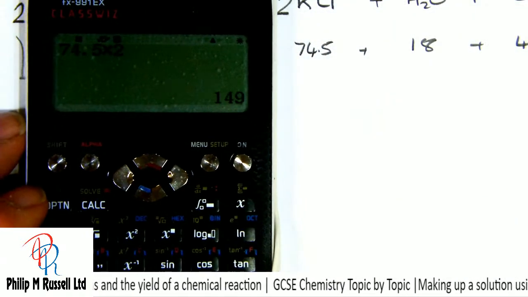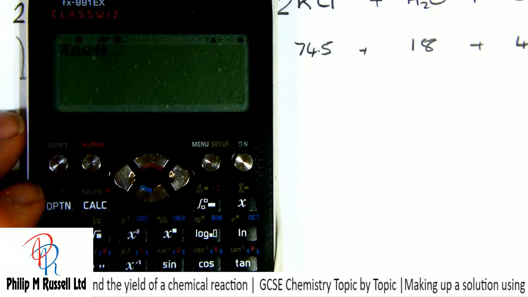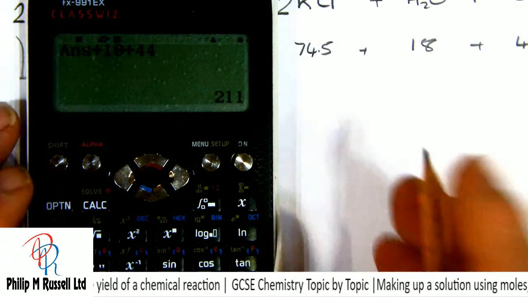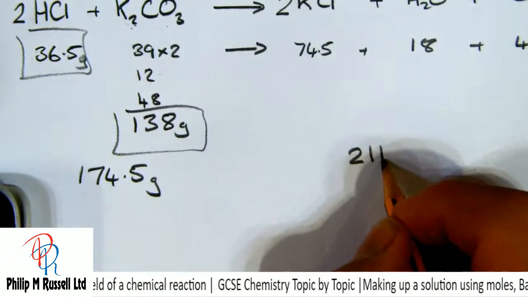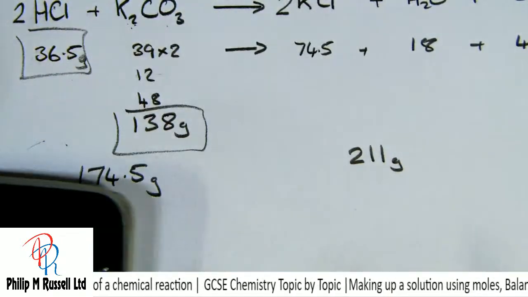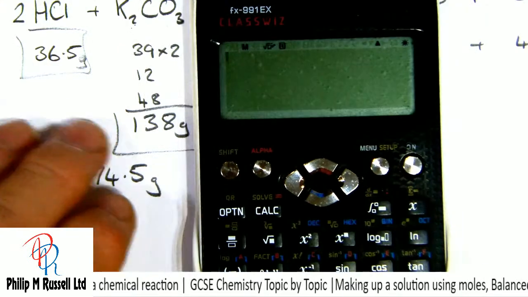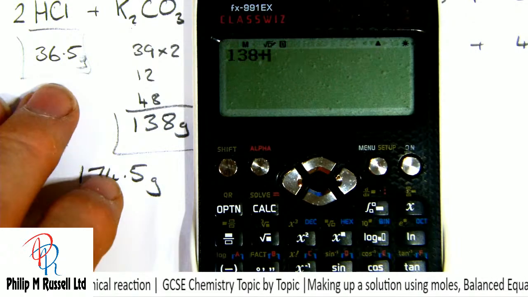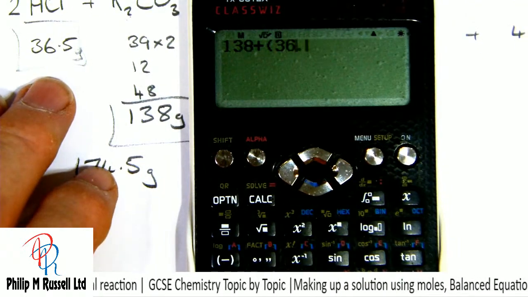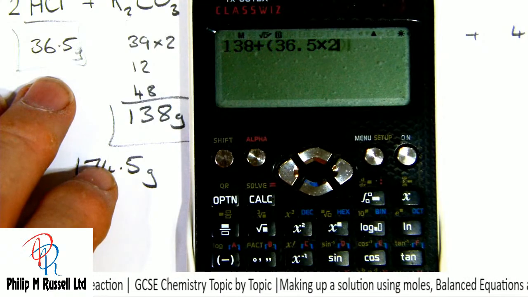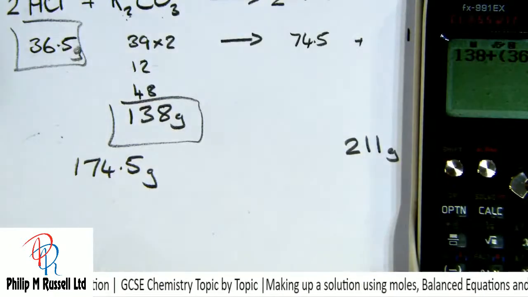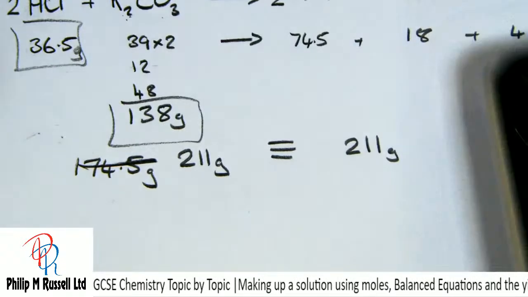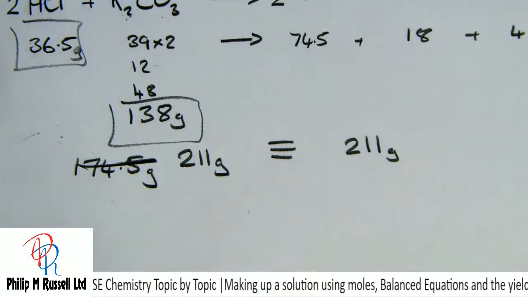I just realised I made a mistake on the other side. I'll correct that in a sec. Plus 18 plus 44 gives me 211 on this side, and I didn't do 2 HCl's on that side. So it's 138 plus 36.5 times 2 gives me 211 on this side. And I know I've got a balanced equation.